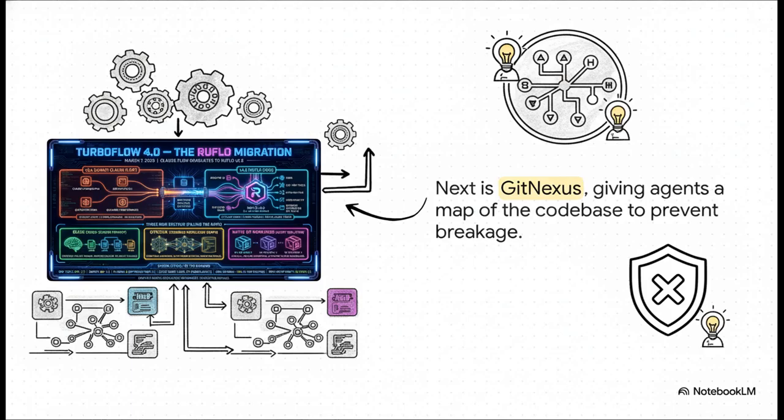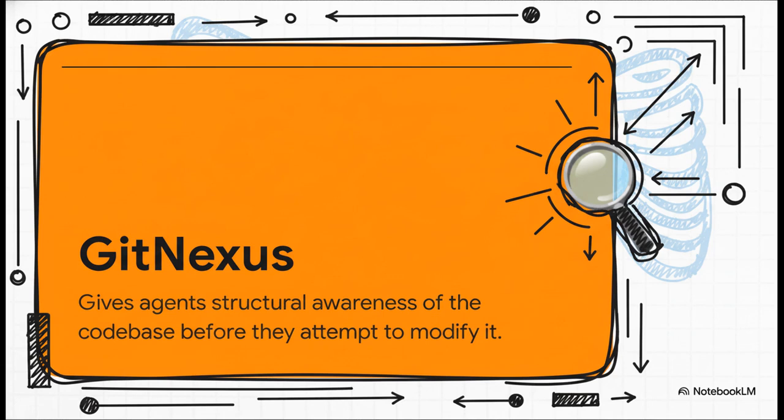How do you stop an agent from making one tiny change that accidentally brings down the entire application? Well, that brings us to the next piece of the puzzle, a system called GitNexus. You can basically think of GitNexus as giving the agents X-ray vision into your code. Before an agent writes a single line, it can check with GitNexus to get a full map of the repository. It understands all the dependencies, all the connections, the whole shebang.